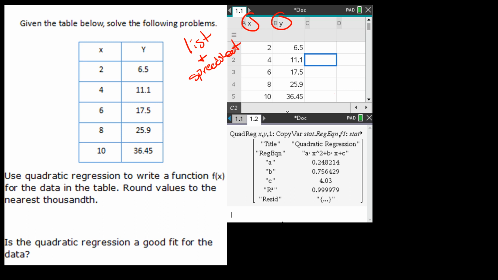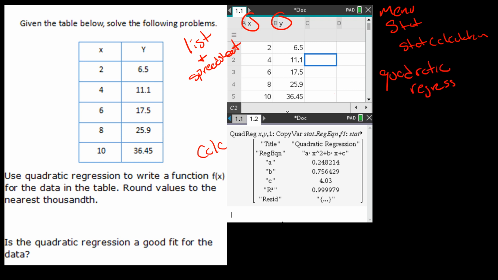When we put all this in, you then need to create a quadratic regression. So when you do your calculations, this is in the calculations document, you'll recall you need to go to Menu, Stats, Stat Calculations, and this is a quadratic regression. Okay, this is a quadratic regression.